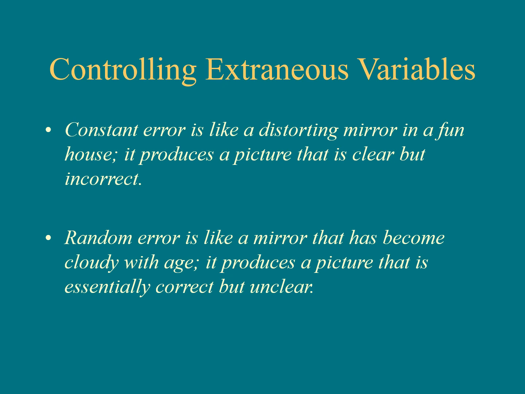Controlling extraneous variables. Constant error is like a distorting mirror in a fun house. It produces a picture that is clear but incorrect. Random error is like a mirror that has become cloudy with age. It produces a picture that is essentially correct but unclear.